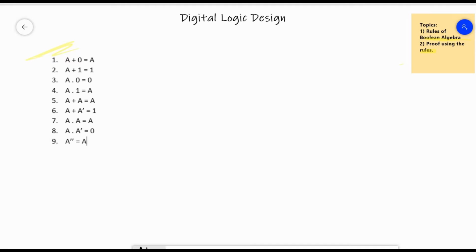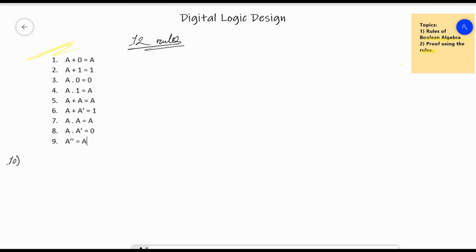Now, there are basically 12 rules for solving Boolean equations or doing Boolean simplifications, but you can see 9 here because we are going to prove the rest of them using these 9 rules available here. Now, let us start from number 10.